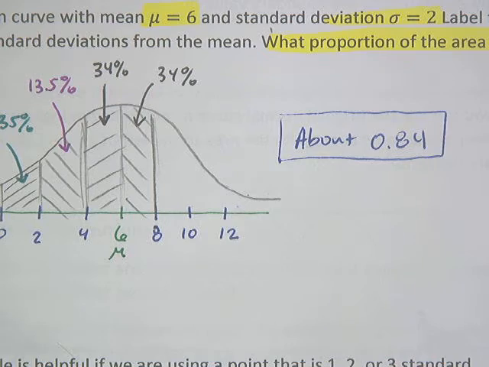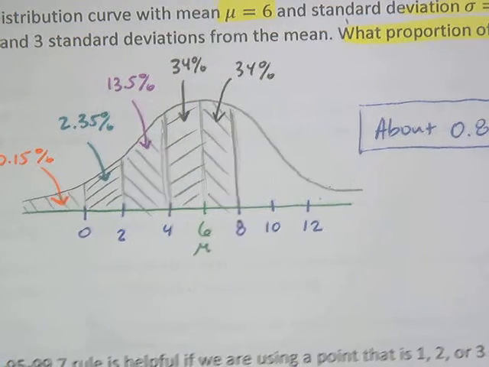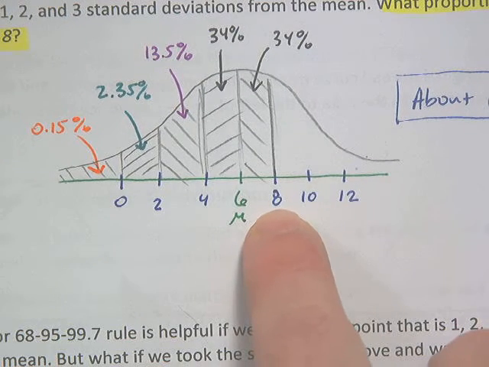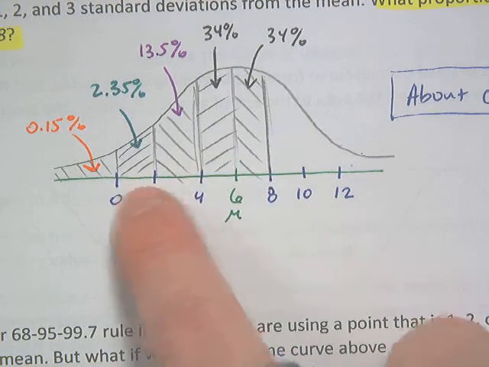We are estimating because the empirical rule is an estimation. It's not exact, but it gets us really close to the correct answer. So that's what we did last time. But today, here's the problem. So 8 was an actual value on the horizontal axis. So we knew what these little pieces were.